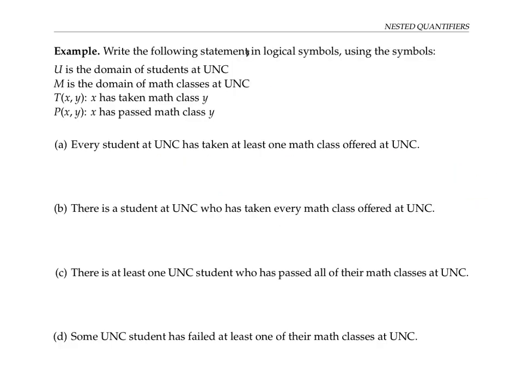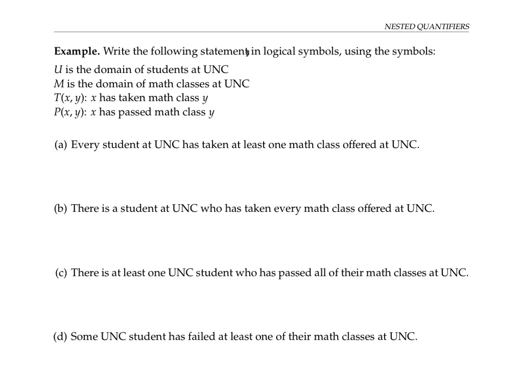Let's write the following statements in logical symbols using U as the domain of students at UNC, M as the domain of math classes at UNC, T of xy as the propositional function x has taken math class y, and P of xy as the propositional function x has passed math class y. Please pause the video first and try your hand at doing the translations.